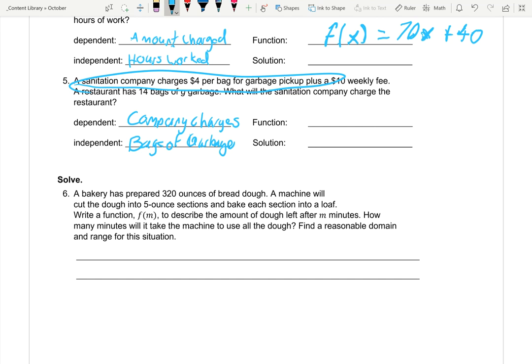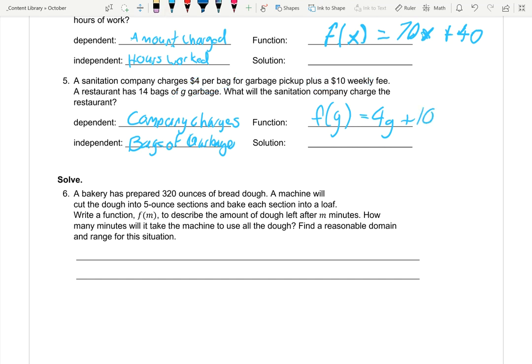All right, our function can also be given from that first sentence. So our function is going to be g, by the way, because notice they're giving you the variable g. So we're going to actually have to use a function of g, f of g, rather than f of x, g for garbage here. And we're charged $4 per bag. So that's saying 4 times g, plus a $10 weekly fee. So plus $10.